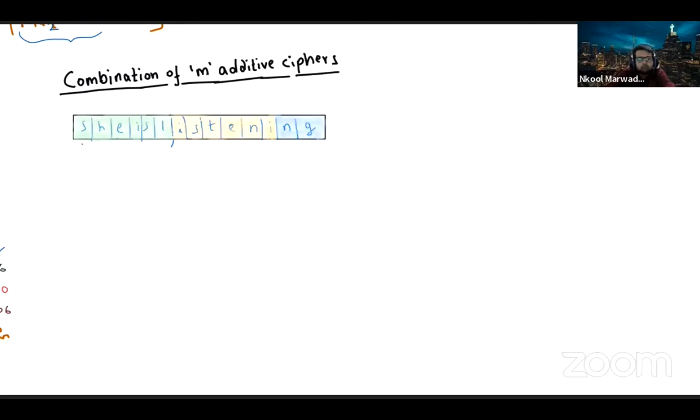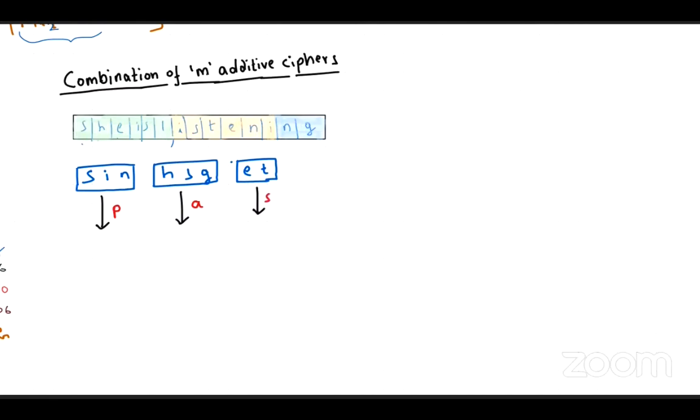Now we know that the key will be the same for these positions, because whatever the value of P, that will be the key. So I can say that the plain text S, I will be mapped to the key P, because the key is Pascal. Similarly, the second group, HSG, will be mapped to the second key, that is A, from Pascal. Then ET will be mapped to S.